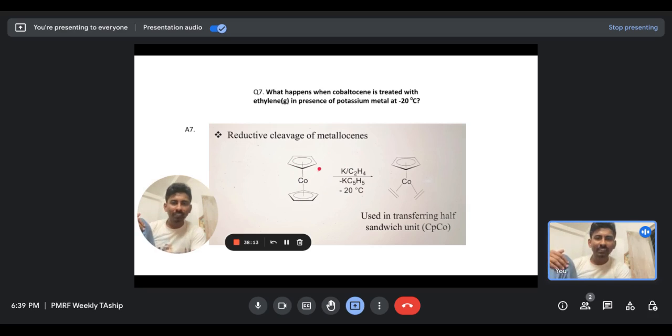So what happens when this redox reaction takes place? KCp is eliminated. Cp minus is taken up by potassium, which gets oxidized to K plus, and this CoCp2 drags down to CoCp minus. So this K plus gets eliminated from the species as KCp.